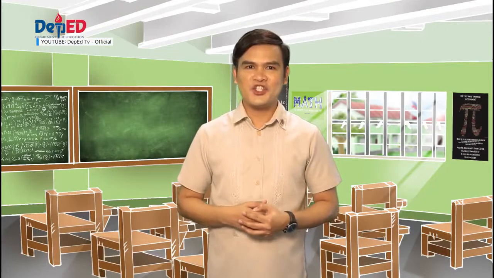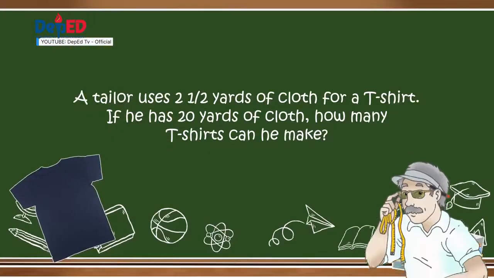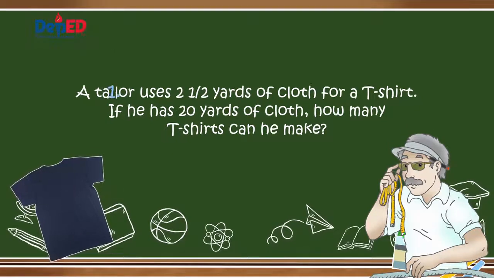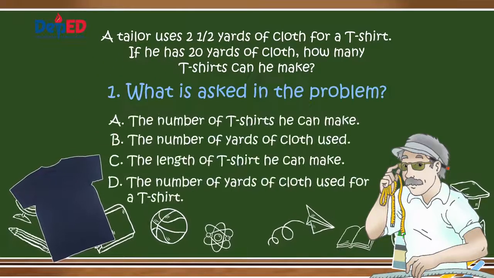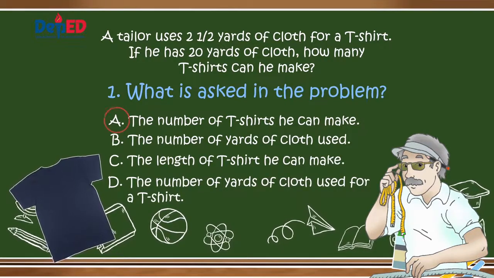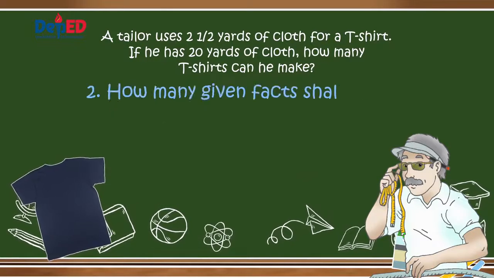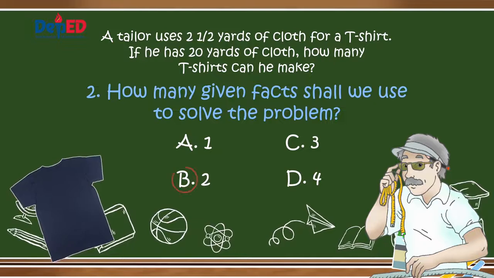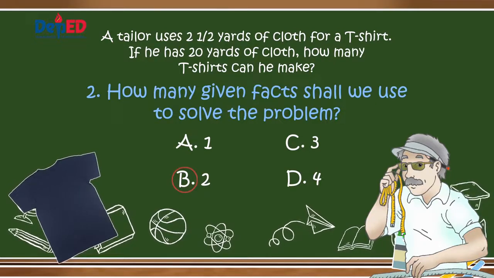Alright, let us check your answer. A tailor uses 2½ yards of cloth for a t-shirt. If he has 20 yards of cloth, how many t-shirts can he make? Number 1. What is asked in the problem? The correct answer is letter A, the number of t-shirts he can make. Number 2. How many given facts shall we use to solve the problem? The correct answer is letter B, 2.